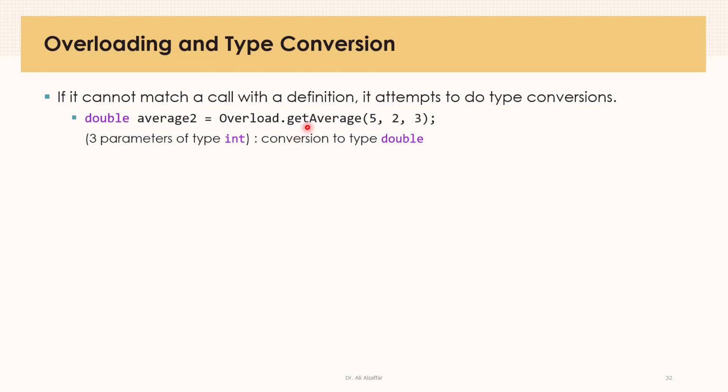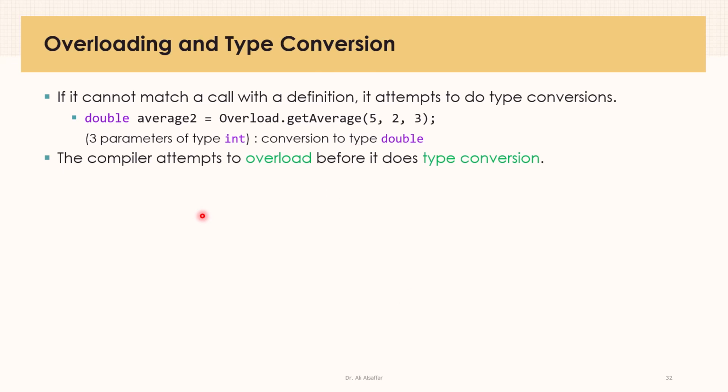So now if we try to call getAverage, but the input parameters are all integers, we don't have a signature for the definition that all input parameters are integer. So there is no exact matching. So what the compiler will do is try to do type conversion. Since integers can be converted into double, the compiler will convert the input parameters from integer to double and will call the overloaded method.